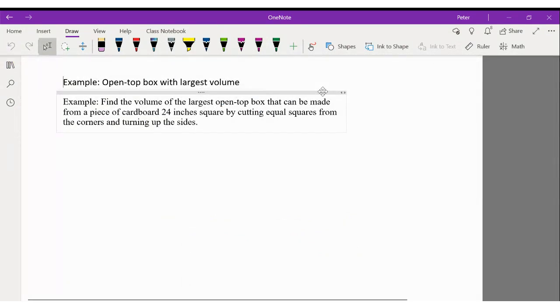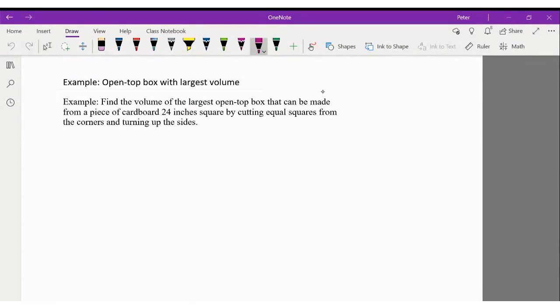Okay, so let's find the volume of the largest open top box that can be made from a piece of cardboard 24 inches square by cutting equal squares from the corners and turning up the sides. So let's draw what this looks like.